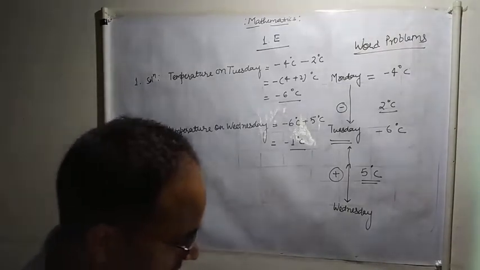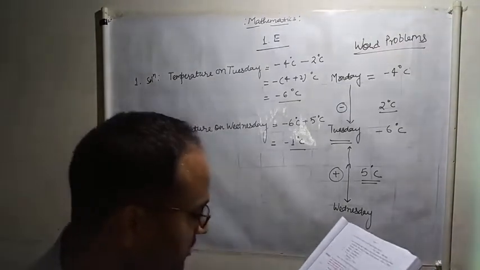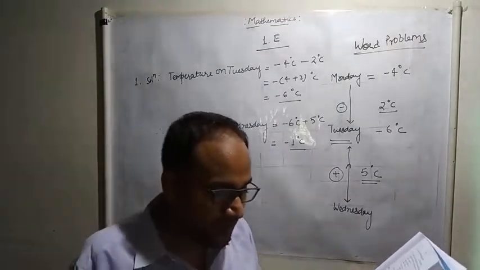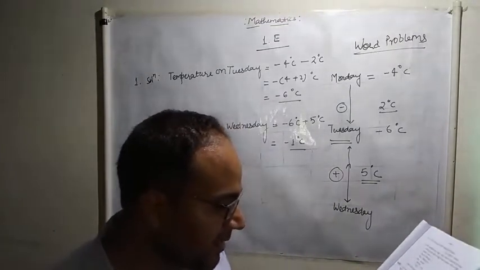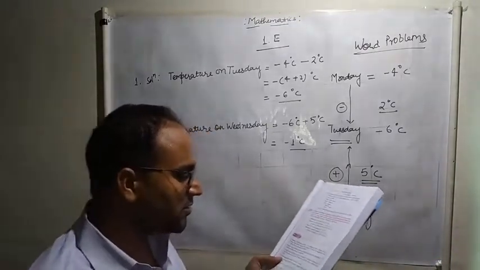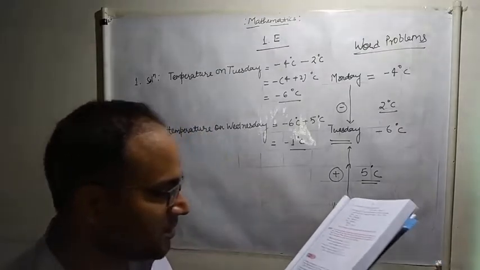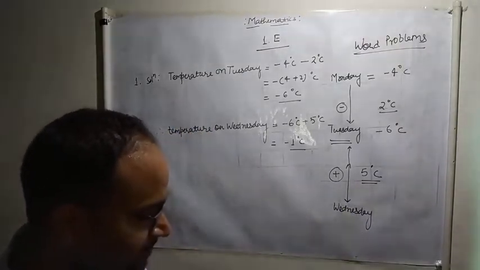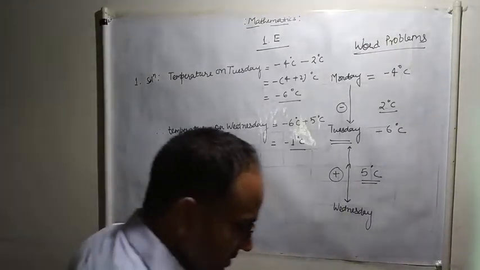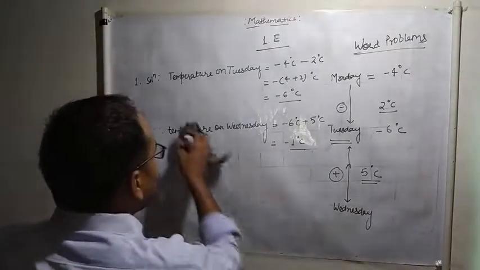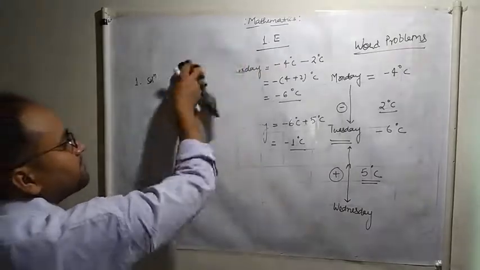Question number 3. A plane is flying at a height of 6,300 meter above sea level. At a particular point it is exactly above a submarine floating 1,400 meter below sea level. Find the vertical distance between them. So students, in this one I want to explain this third question.